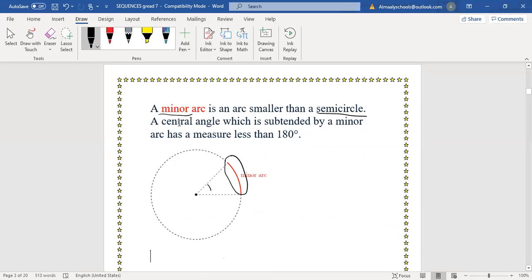So this is the central angle. The central angle, my sons, its vertex is the center of the circle. So its name is central angle. And the two sides of it are two radii. Can you see the dashed line? So this angle is named the central angle. Can you see that the central angle in the minor arc is less than 180? Why? Because if we have a semicircle, the central angle subtended by a semicircle is 180. So the central angle subtended by the minor arc must be less than 180. Understood? Good.